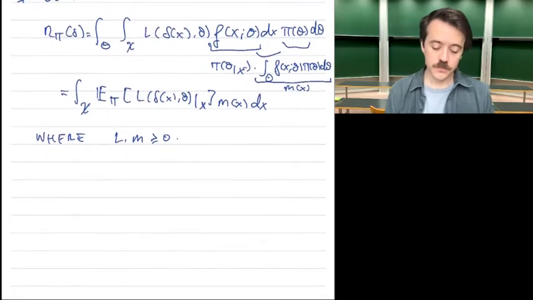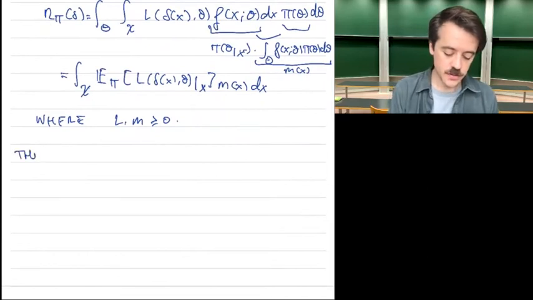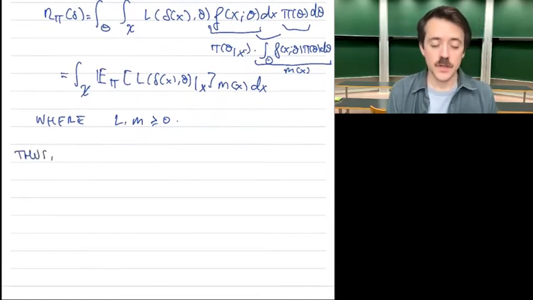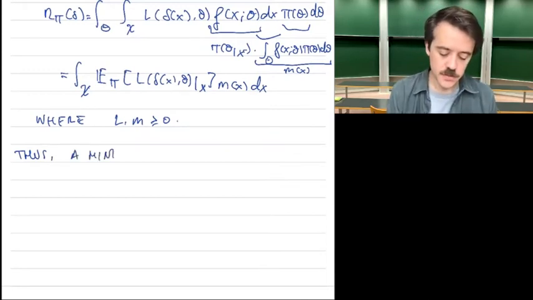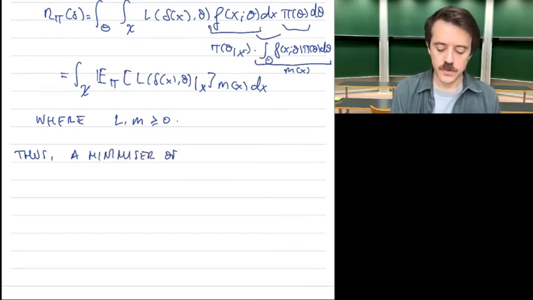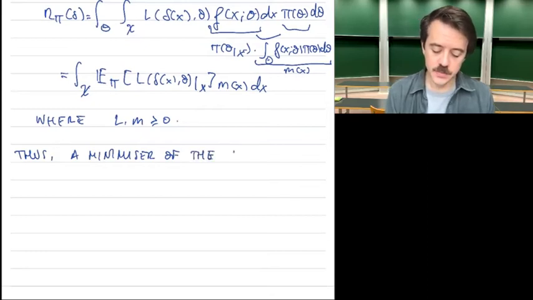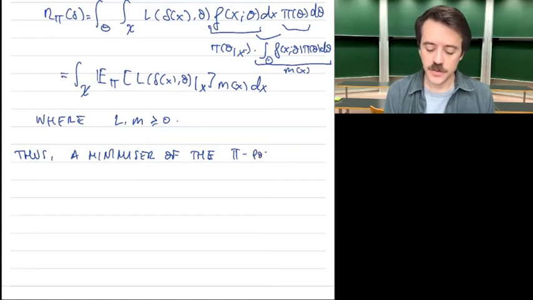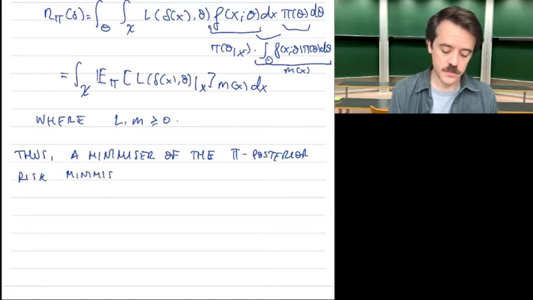Okay, so that justifies the claim. And so in words, what we get is that a minimizer of this posterior, let's make it explicit for now, this pi posterior risk, minimizes the pi Bayes risk.